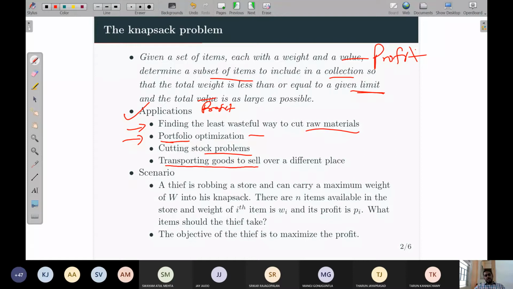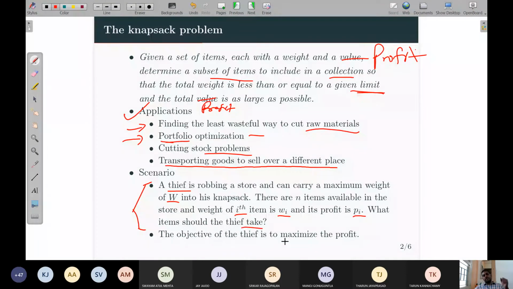And another application we were telling is transporting goods to sell at a different place. We cultivated our fruits in our garden and we are selling them in a market which is far away. So our container, our truck, has a maximum capacity. Also this can be considered as a scenario. Classically, the knapsack problem is defined with the help of a thief. The thief is robbing a store and can carry a maximum weight of W in his knapsack. So the knapsack is the bag of the thief. There are n items available in the store, the weight of the ith item is Wi and the profit is Pi. What items should the thief take?